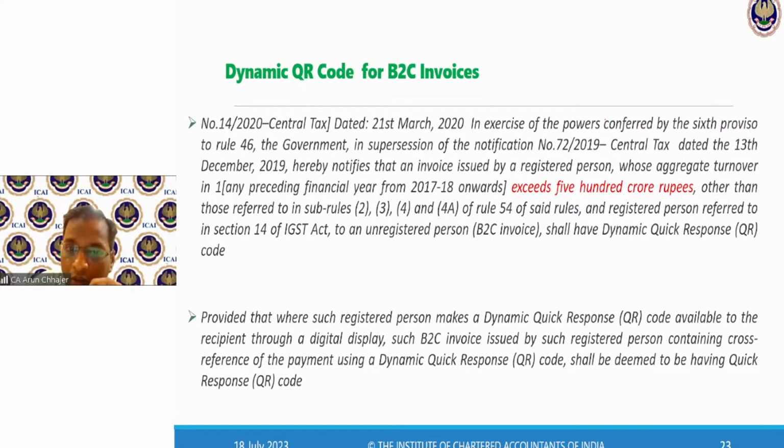Now, B2C other than export, you are not making the e-invoice. So for that category, the dynamic QR code will come into the picture. So for all B2C invoices, if aggregate turnover is more than 500 crore in any of the preceding financial years from 17-18, for B2C you have the dynamic QR code.